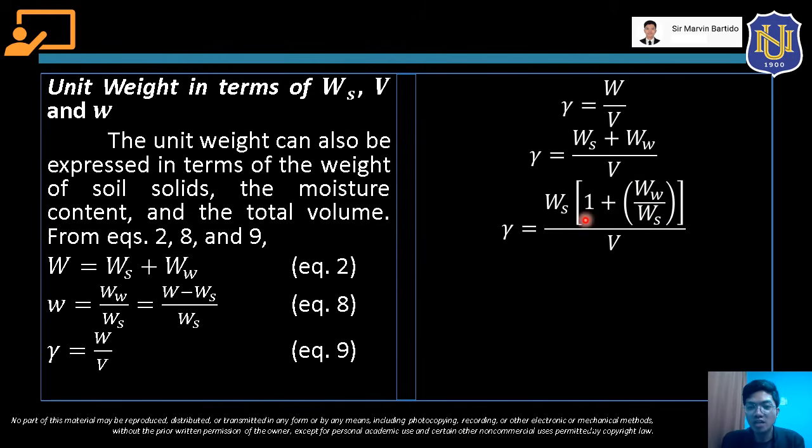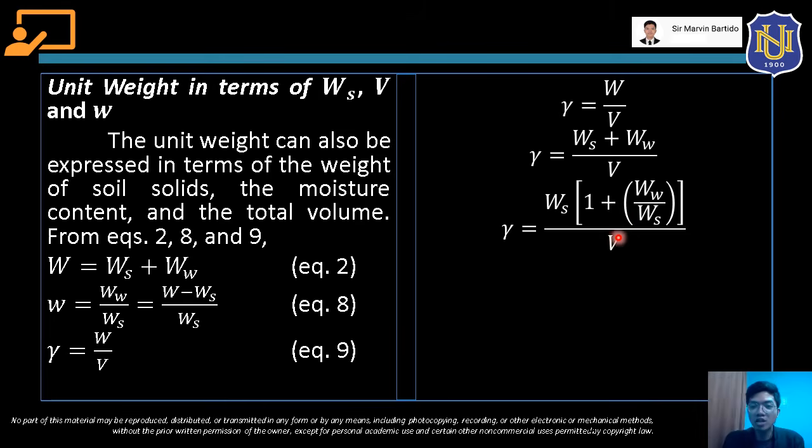Okay, so here class, if you are going to multiply W sub S by 1, so that will be W sub S. And if we multiply W sub S to W sub W over W sub S, so W sub S will be cancelled. So what will remain is just W sub W. So basically, ito class, same lang din ito dito.